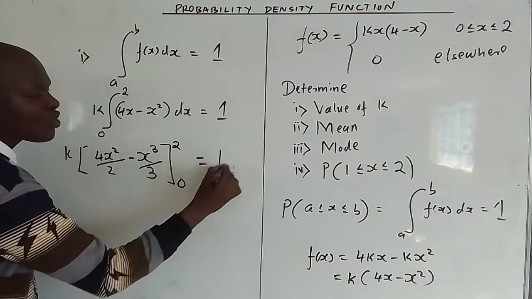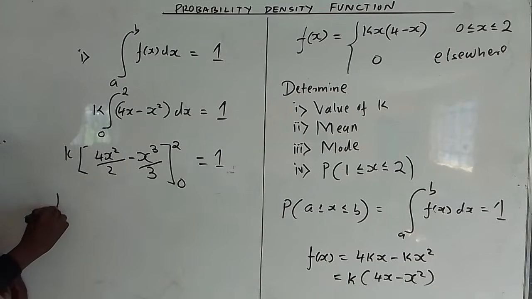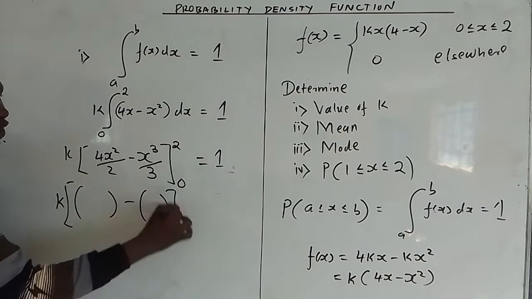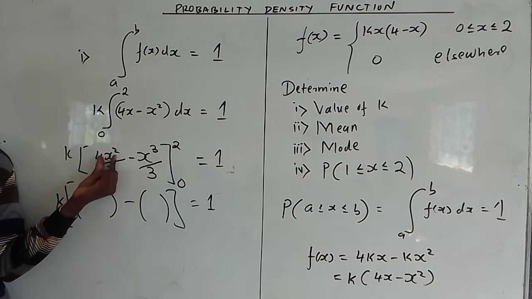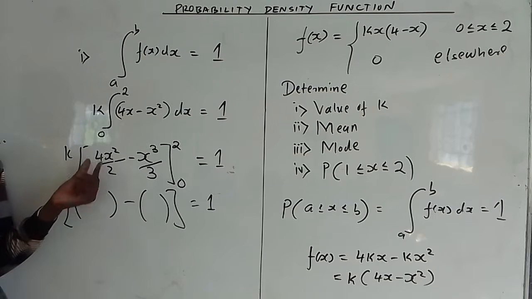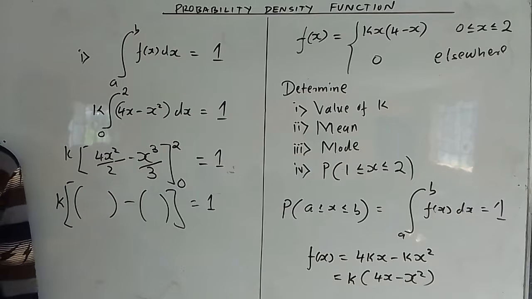And that one is equals to what? Is equals to 1. So from there, what do you have? We have k inside the bracket is upper limit minus lower limit. Then it is equals to 1. So upper limit you substitute 2 where x is. Are we together? So where x is, when you put 2, what do you get? So 4 over 2 in bracket 2 squared minus 2 cubed divided by 3. What do you get?